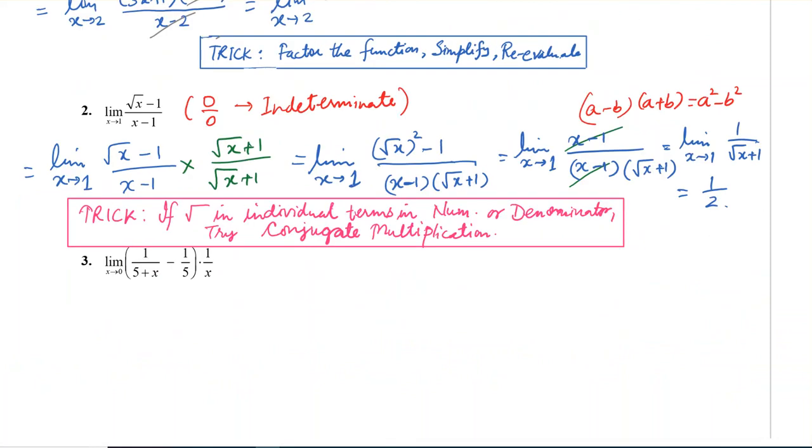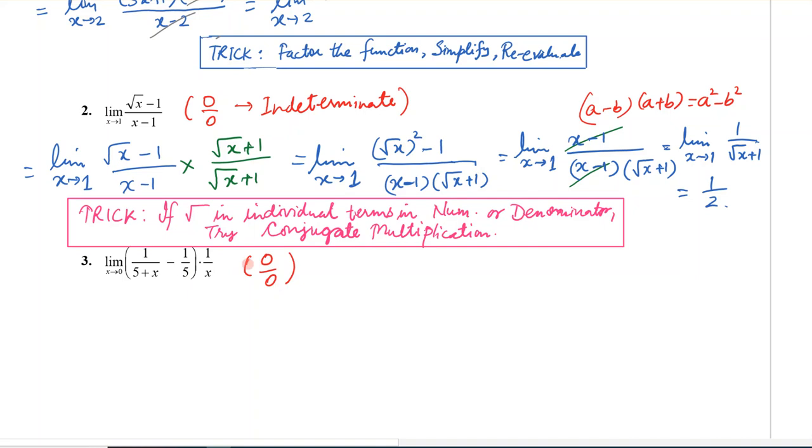Next, we have an example in which we have subtraction of some fractions involved and also multiplication. Again, the first step is you plug in the value. So we get 1 over 5. So when we put x equal to 0, we get 1 over 5 minus 1 over 5, which is 0. And 1 over x is also 0 in the denominator. So you get 0 over 0 form again. So this is again our indeterminate form.